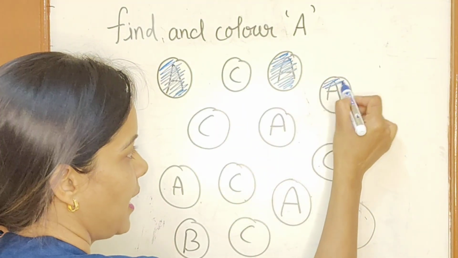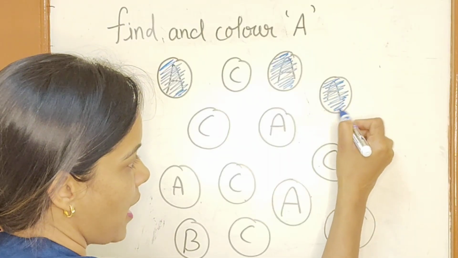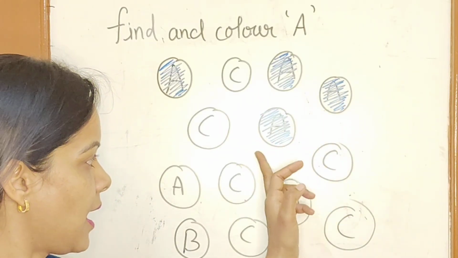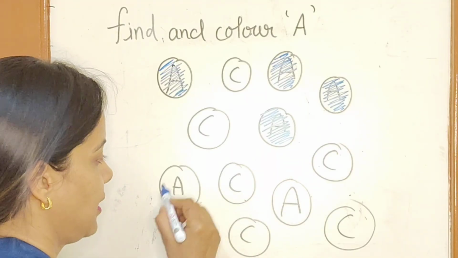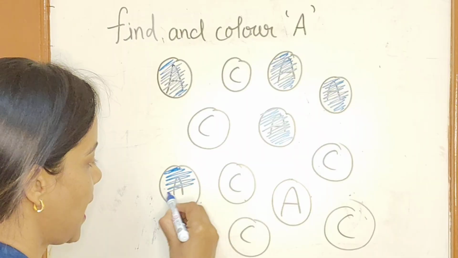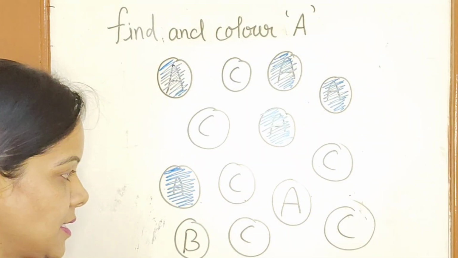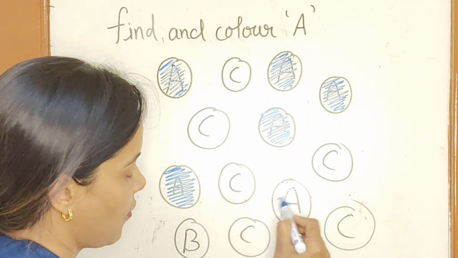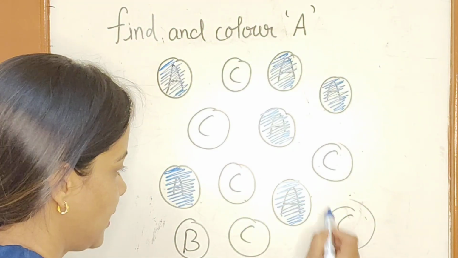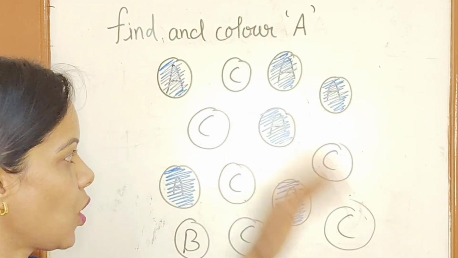Next. Here it is also A for apple. A for alligator. Here we will check another A. A for ant. Color it. A for aeroplane. In the next section, okay, we got all the A.